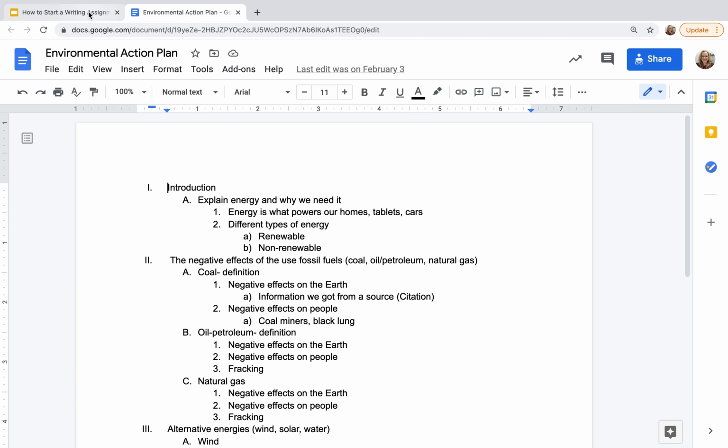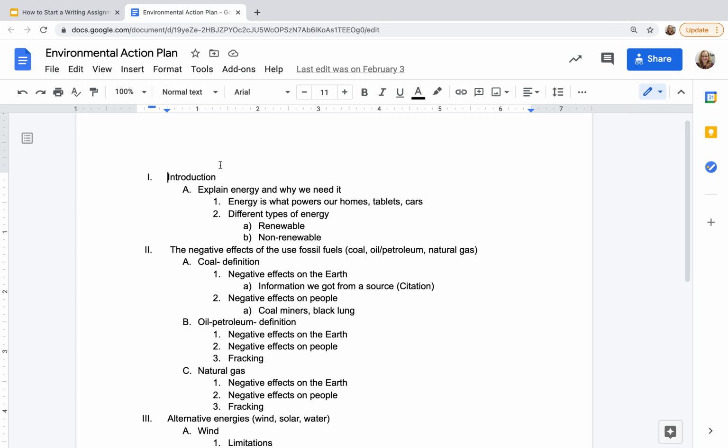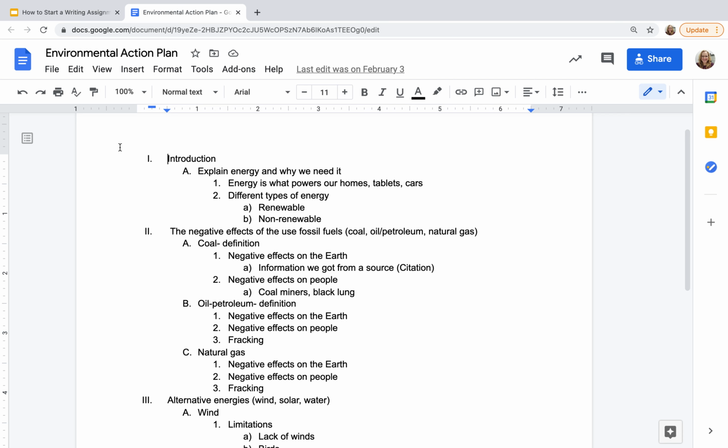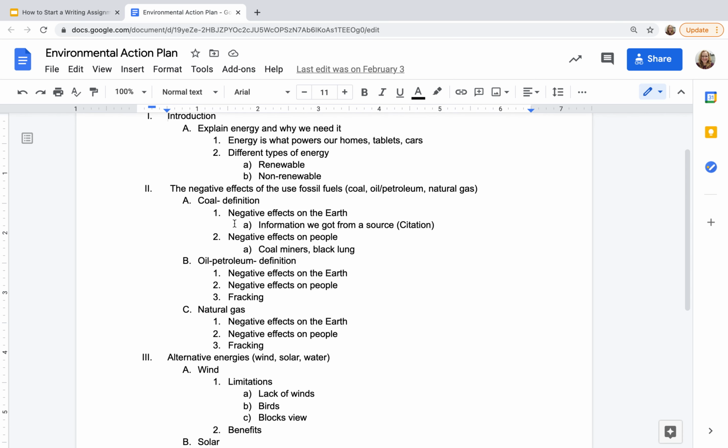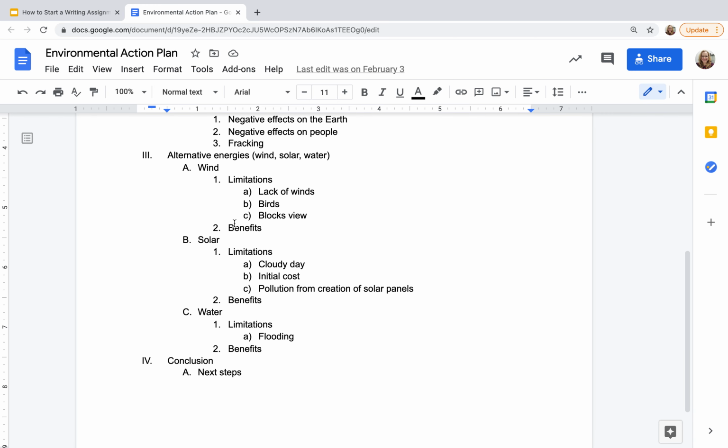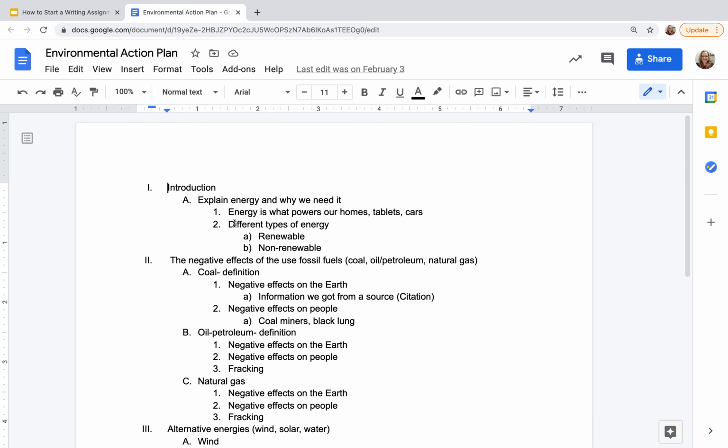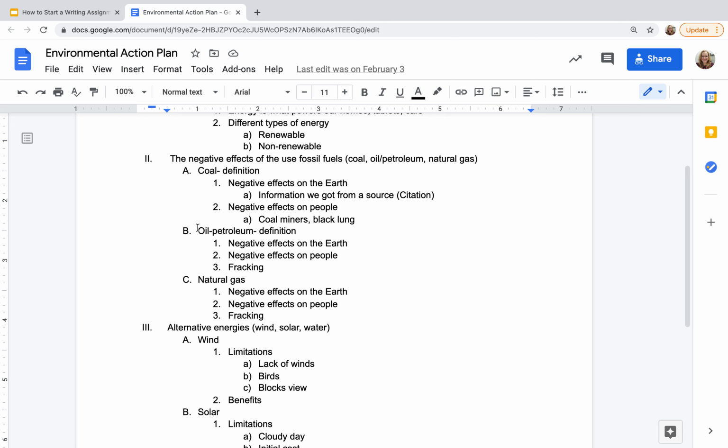Here is an example that I helped my son do, which was an outline for an environmental action plan. Typically, outlines have an introduction, and then some major points, and then a conclusion. The purpose of the outline is not to get stuck on Roman numerals or letters or how the outline looks. It's really to organize your thoughts and ideas.